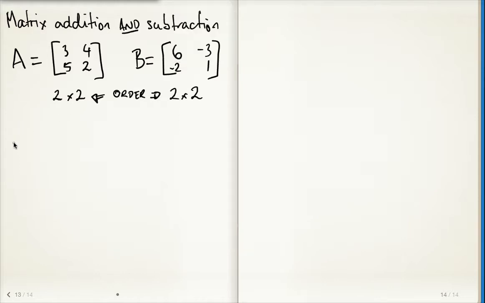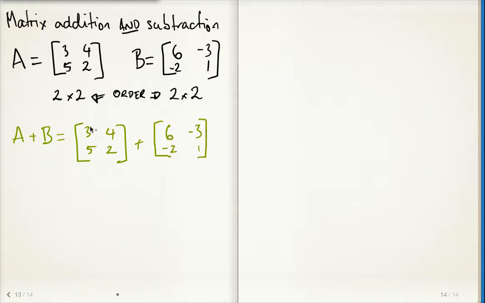It might have a question that says, alright, find A plus B. Okay? So what we want to do is we want to add matrix A, this one here, plus matrix B. Now because these are the same order, you'll see we have corresponding elements. This element here corresponds to this element here. Alright, this element here corresponds to this element. So all we need to do is add the corresponding elements.